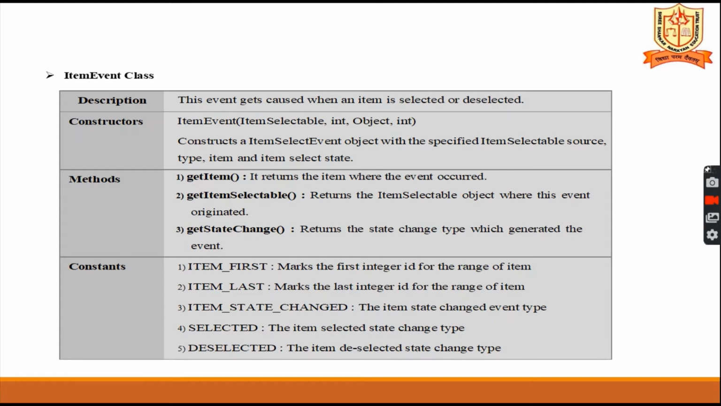The constants in this are ITEM_FIRST, which marks the first integer id for the range of item event ids, and ITEM_LAST, which marks the last integer id for the range. ITEM_STATE_CHANGED is the event type. SELECTED is the item selected state change type, and DESELECTED is the item deselected state change type. So these are the constants.